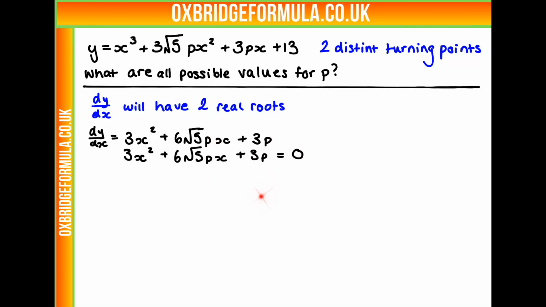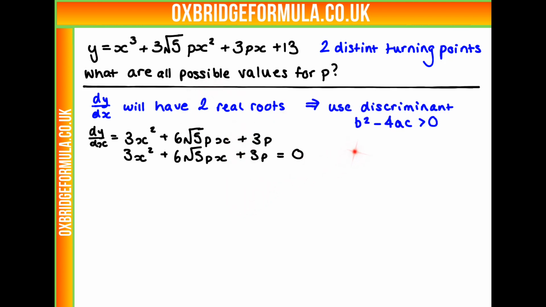And then we can set this equal to 0, because that's going to give us our turning points, when the gradient is 0. So we know it has two real roots. How do we know that? What can we use to find p, knowing that it has two real roots?